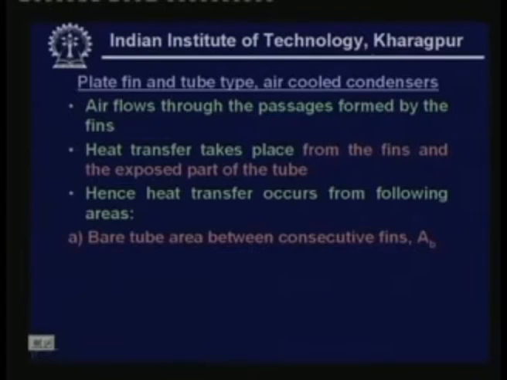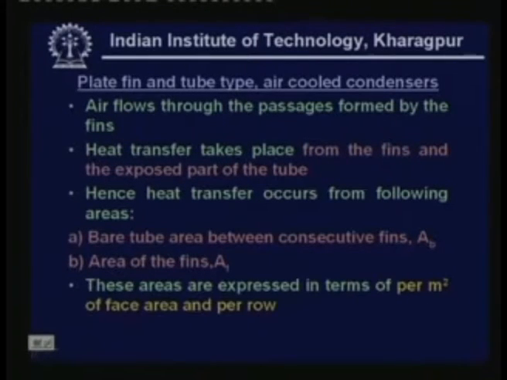Heat transfer takes place from the bare tube area between consecutive fins, and this area is called A subscript B, and heat transfer also takes place from the area of the fins, A subscript F. And these areas are expressed in terms of per meter square of face area and per row. Okay, so the units for our example are meter square per meter square of face area per row.